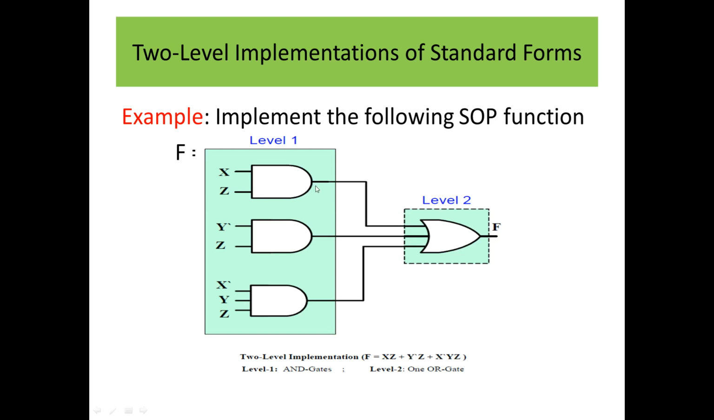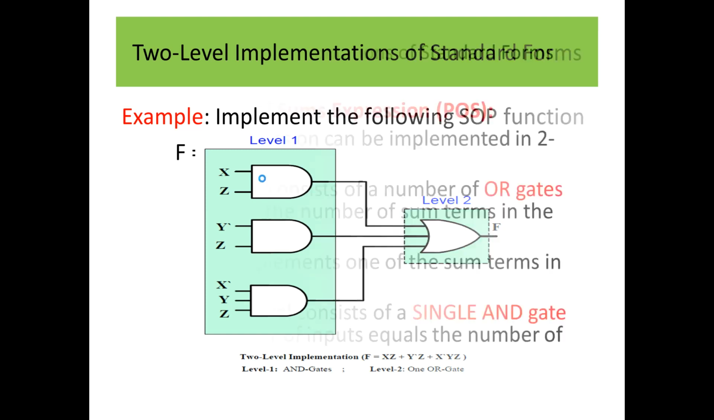The output of each AND gate is given as an input to the OR gate. So in the first level we have AND gates, and in the second level we have an OR gate. It is a sum of product terms. Students, please understand through this example. We are implementing an SOP function. These are the product terms and we are ORing them. Hence it is SOP, implemented in two levels: level 1 contains only AND gates, and level 2 contains an OR gate.